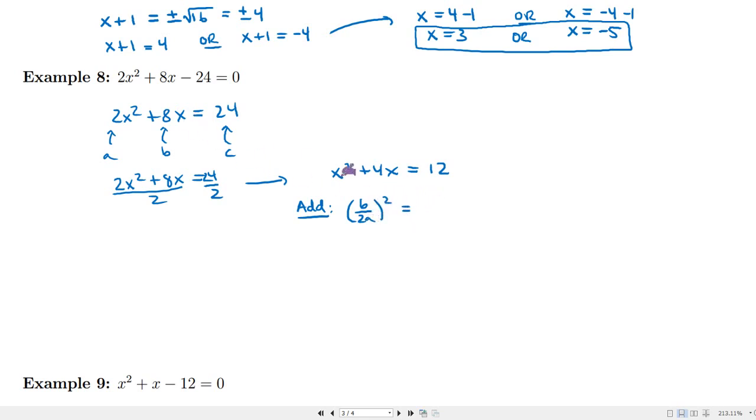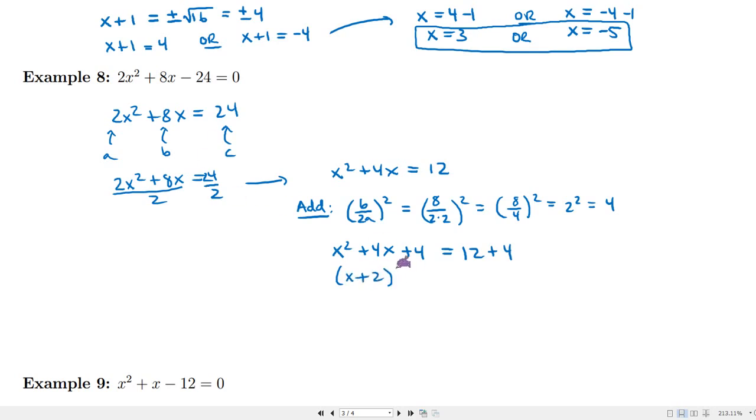So let's just simplify that. B was 8. So this is 8 over 2 times 2, squared. So this is 8 over 4. So that's 2 squared, which is 4. Okay, so we'll add 4 to both sides of the equation. And look at what we have here. This factors as x plus 2 quantity squared, and this is 16.